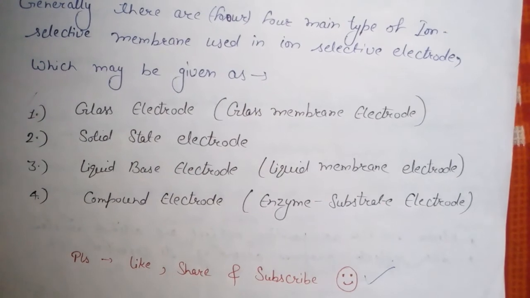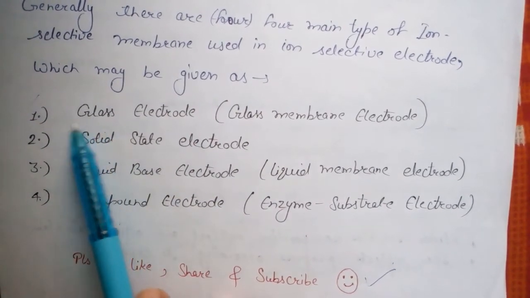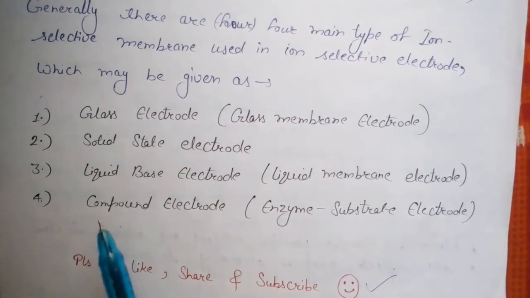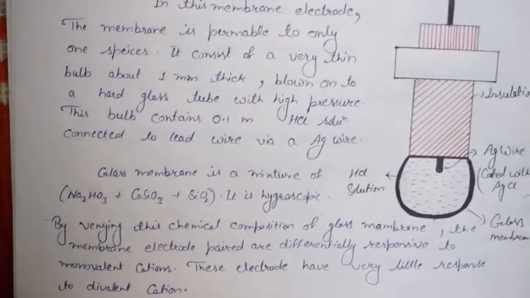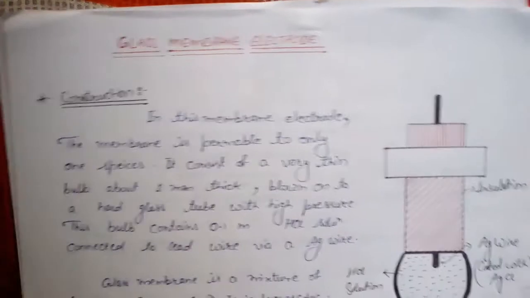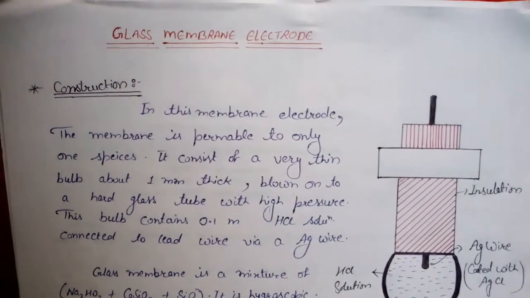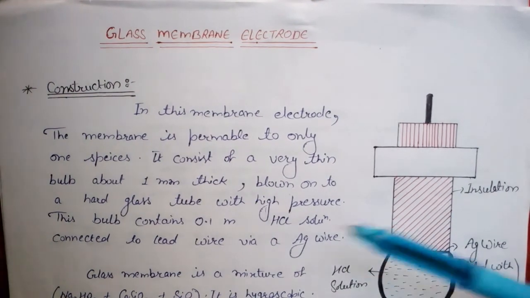After this, we will discuss firstly glass electrode, then solid state or liquid base, right? So let's discuss about glass electrode, or you can say glass membrane electrode. This is our glass membrane electrode. So firstly, we will discuss its construction, or you can say introduction.